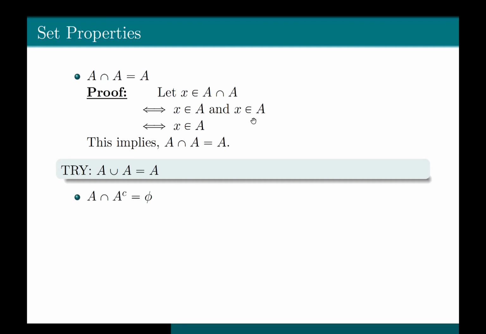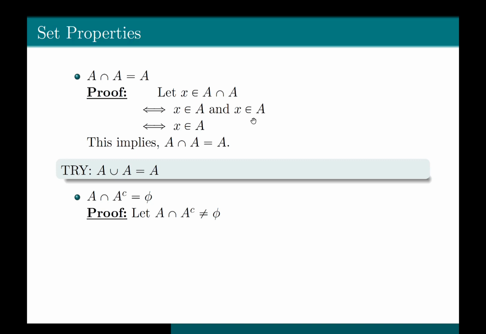Now, this is something which we observed from the example. How can we prove this statement? Well, it's proof by contradiction. So we start by saying, let's say that it is not empty. Let's say that A intersection A complement is not empty. What does it mean? Something is not empty means that the intersection has some element.